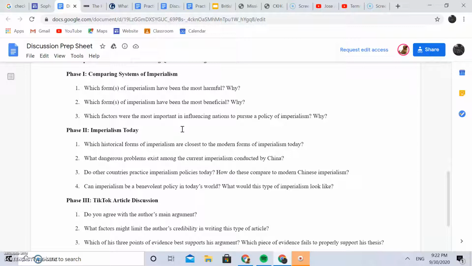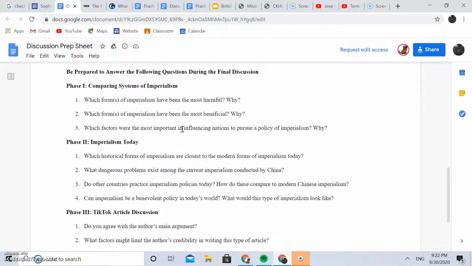So I do need to have a lot of preparation material, and I can't just say, oh, just discuss what happened in the class. So I do have it a little bit structured. For phase one, comparing systems of imperialism: which forms of imperialism have been most harmful and why? All of these questions don't have a specifically right answer. Obviously, that's how I format most of my discussions. I try to make the questions in that manner.